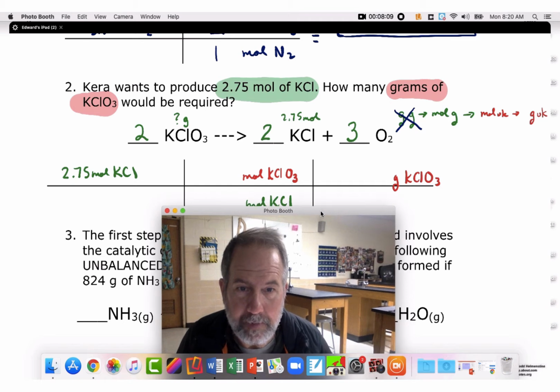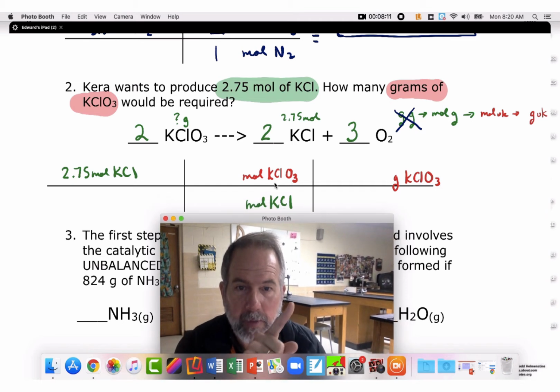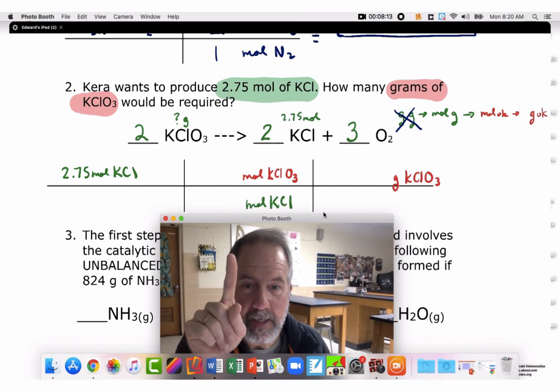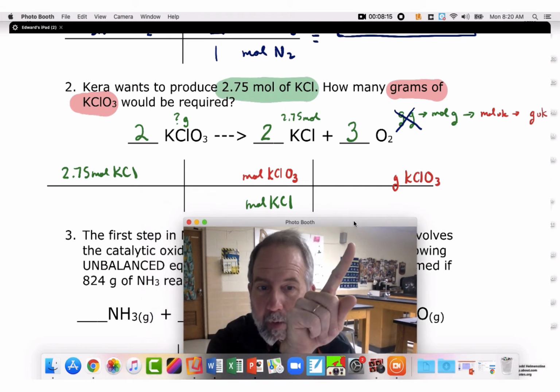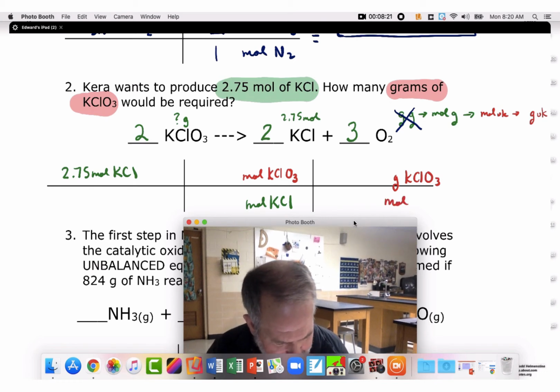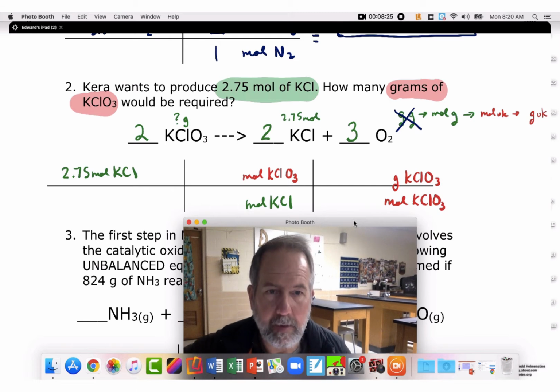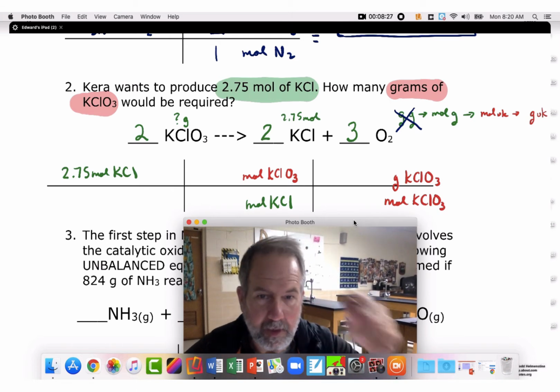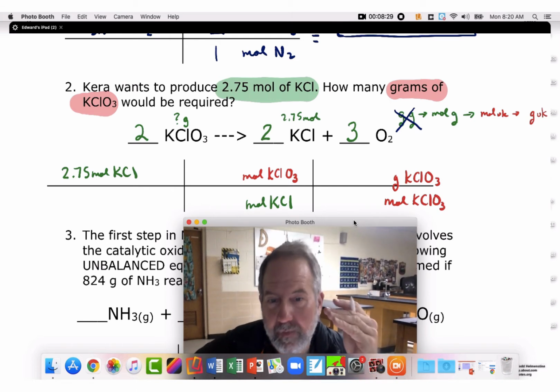Okay, and then moles of KClO3, we're going to put right here. I'm trying to color code. I know, maybe that helps, maybe it doesn't. All right, so see what I did? I just crossed them out. Right now, we're going to look for the numbers.